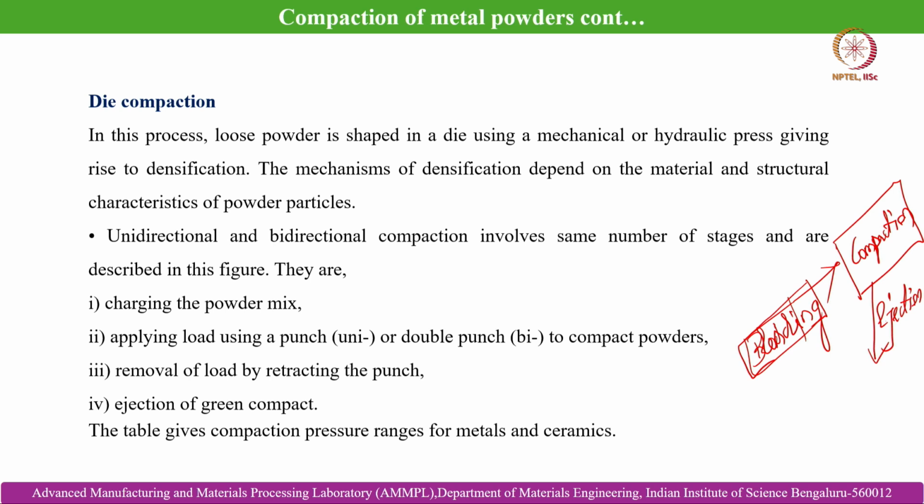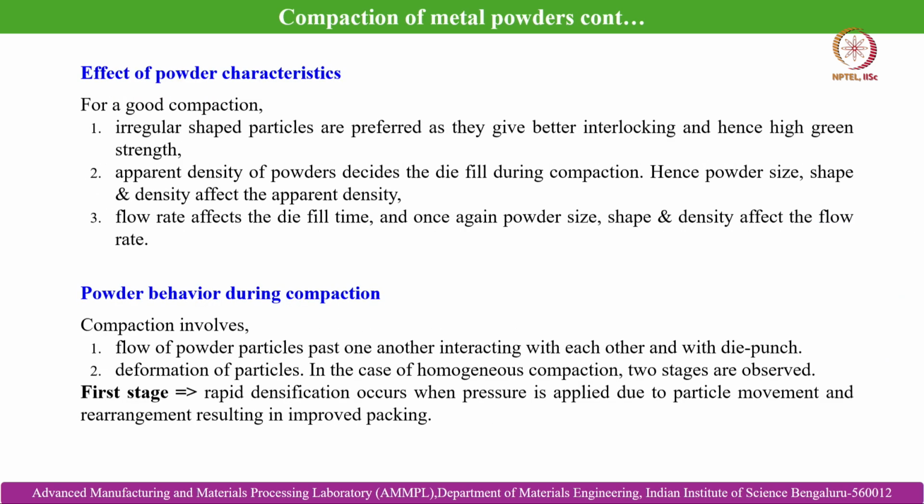And then after that we process it by the sintering route, which is a thermally activated process, and thereby we can achieve the desired level of density and densification of the powder compact, the green compact. So, the effect of powder characteristics: for a good compaction, irregular shaped particles are preferred as they give better interlocking and hence high green strength.